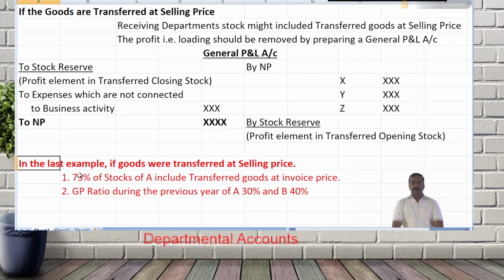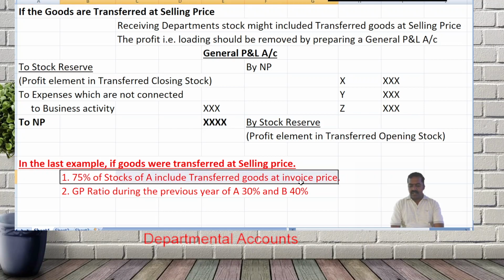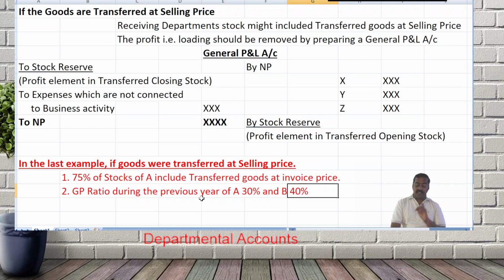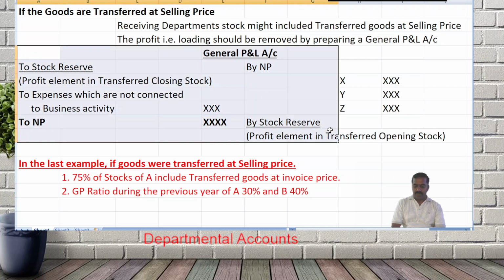Look, I'm continuing with the same example which I had given. In the last example, goods were transferred at selling price. 75% of the stock includes goods transferred at what price? Invoice price. GP ratio of the last year: A 30%, B how much? This is not the current year GP ratio, this is last year's GP ratio. You have to make a lot of understanding over here.